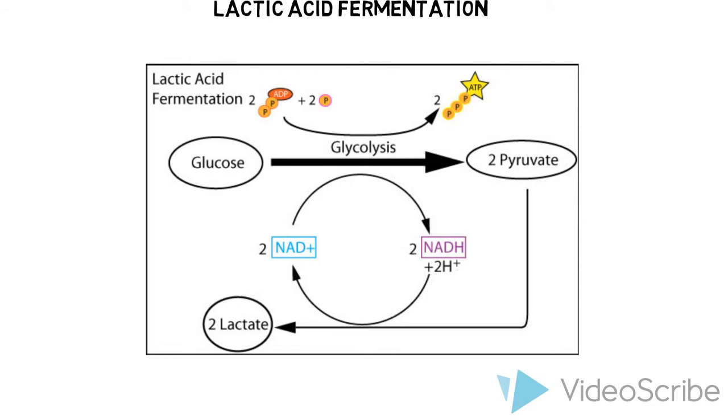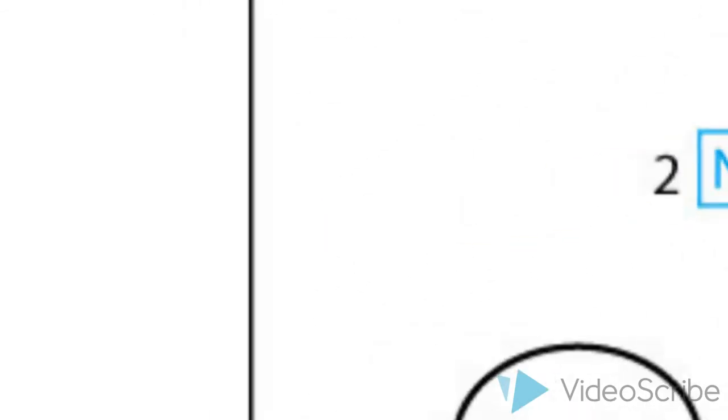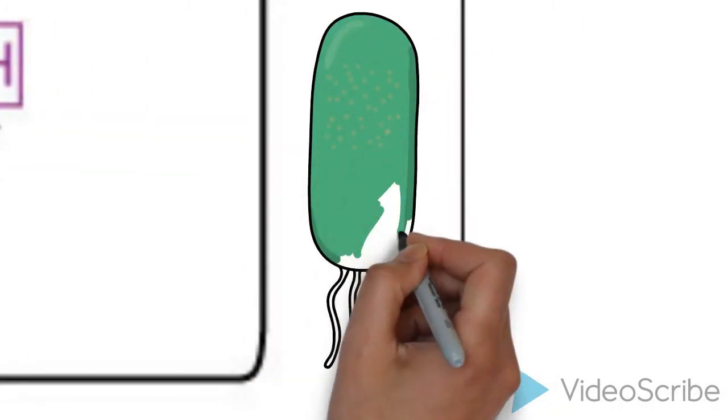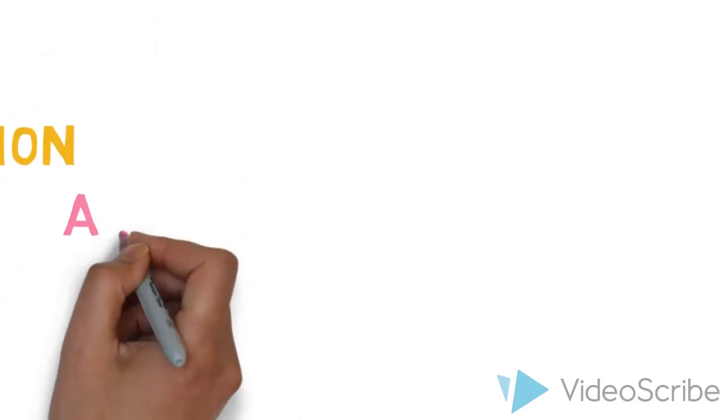And our muscles do this when they are working hard for ATP and they can't get enough oxygen to them, so they have to produce ATP by fermentation. The byproduct of this is lactate. This is what causes muscle soreness. The other type of fermentation is alcohol fermentation.